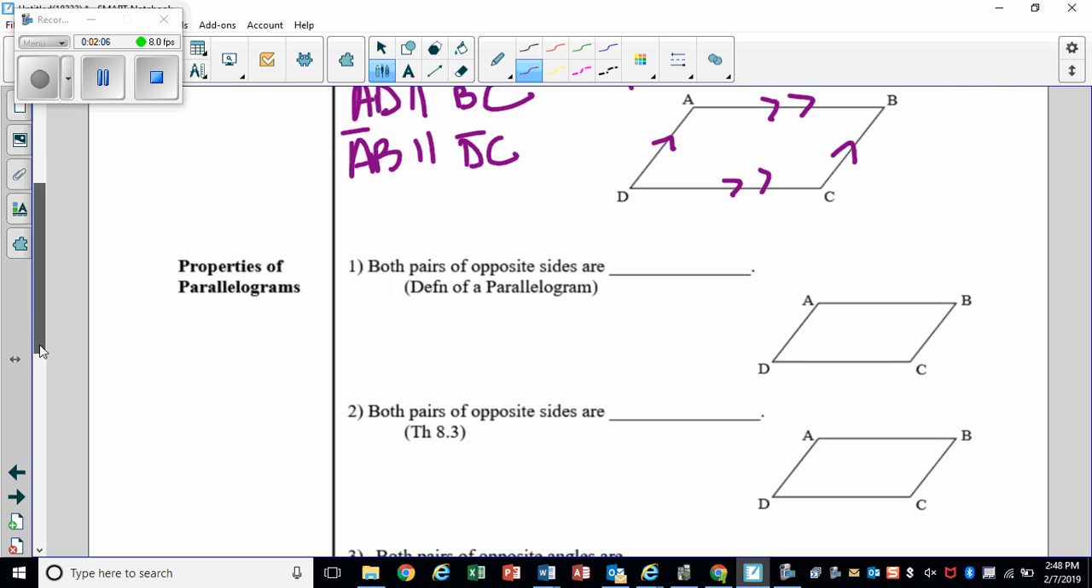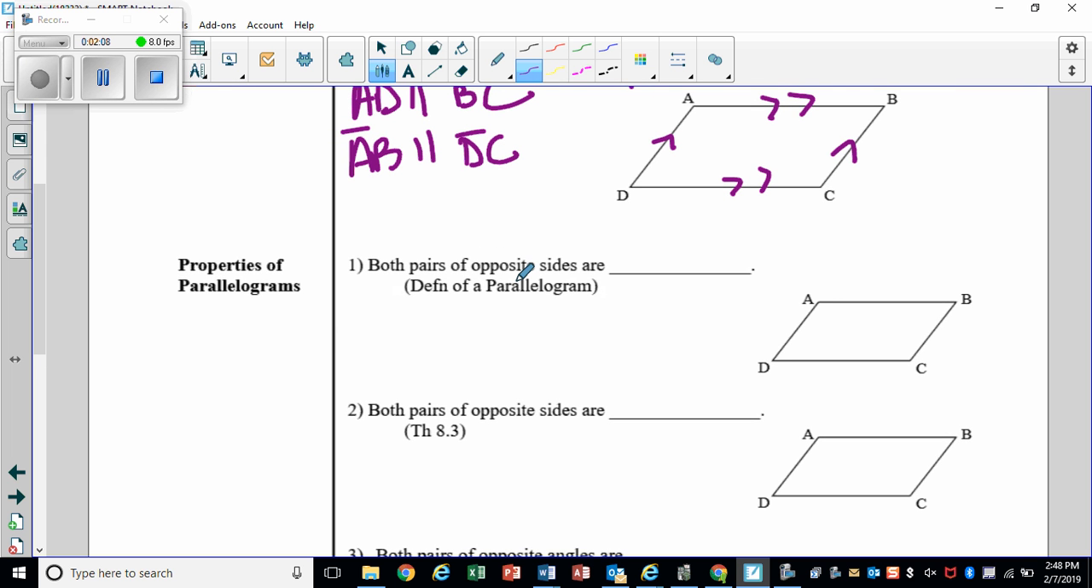There are 4 properties that go with it. The first property is really talking about the same thing we just said. Both pairs of opposite sides are going to be parallel. Okay, and you can symbolize that with 2 arrows this way and 1 arrow, or vice versa, it doesn't matter. So you can see that AB is parallel to DC and AD is parallel to BC.